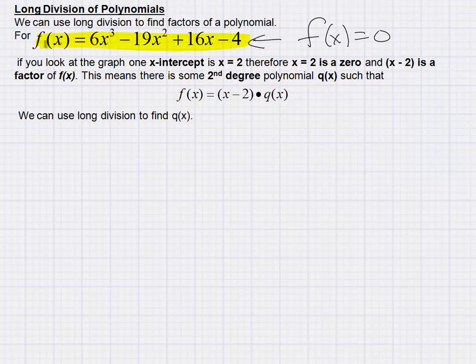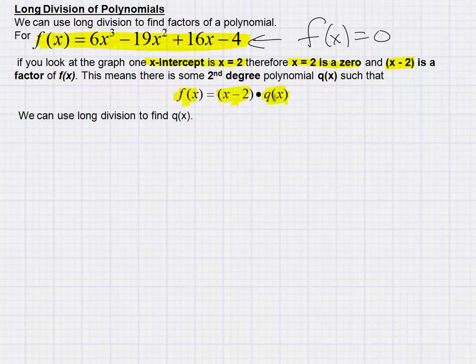If I told you that one of your factors was x minus 2, which means one of your x-intercepts is x equals 2, or x equals 2 is a 0. They all are the same thing, remember. If I told you that, I could then ask you, well, if x minus 2 is a factor, what's the other factor? So the idea is, okay, that means my original function can be written as x minus 2 times something else. How can I find that other factor?